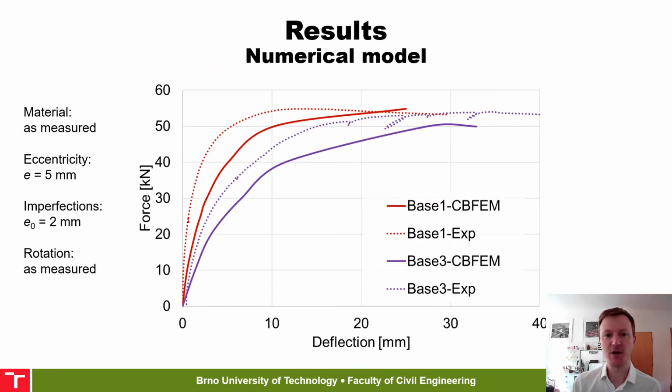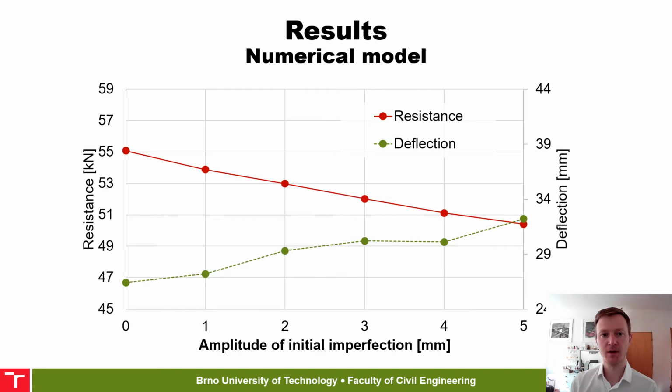To validate the model according to the experiment, the material properties, rotation and eccentricity were as measured. The amplitude of initial imperfections was chosen quite low, just 2 mm. Residual stresses were not modeled. The load deformation curves are quite close, and especially the load resistance is nearly spot on. Playing with the models allows us to perform parametric studies quickly.